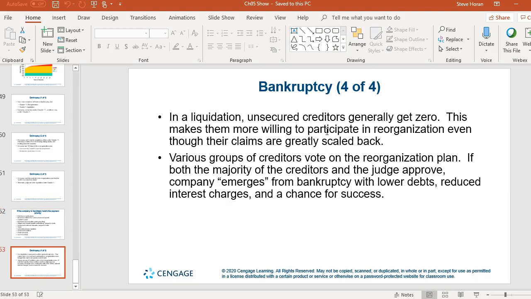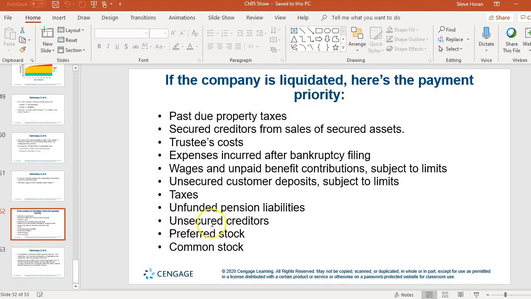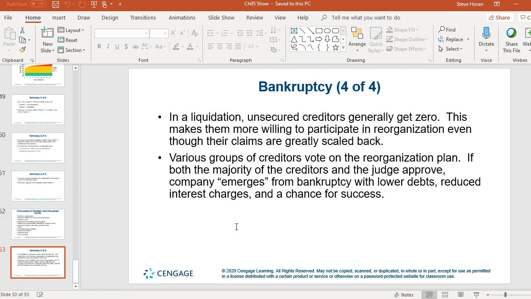So in liquidation, unsecured creditors generally get 0 because they're way down the line here. So in a full Chapter 7, there's a good chance they get $0 back. So quite often they may be okay with a Chapter 11 because they'll get something back. They'll have to write off the difference, but something clearly is better than nothing. So quite often unsecured creditors will push for a Chapter 11 because they at least get something back versus nothing in a Chapter 7.